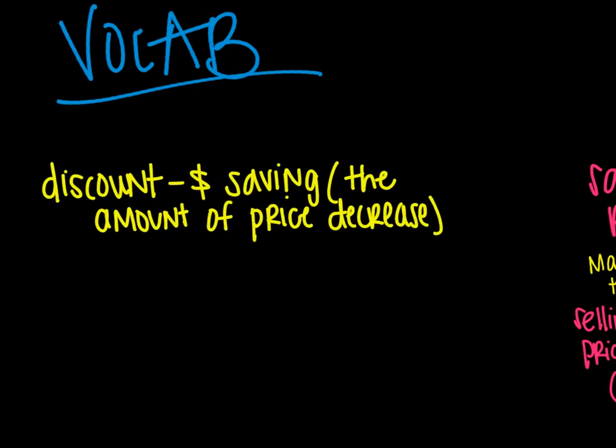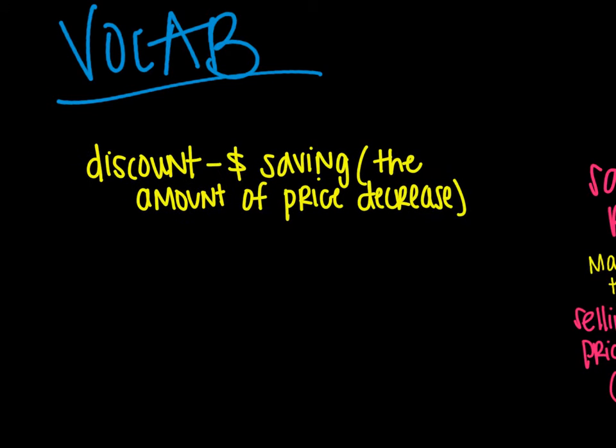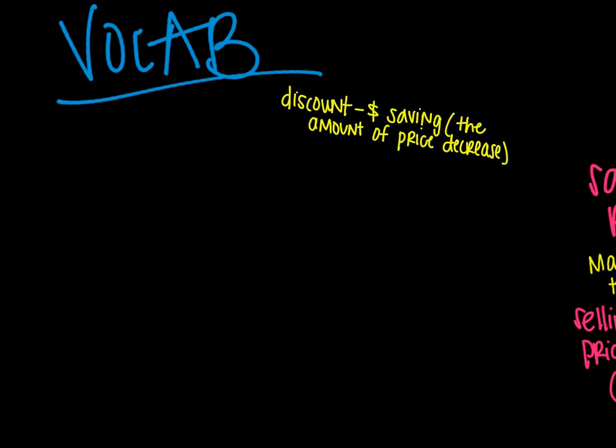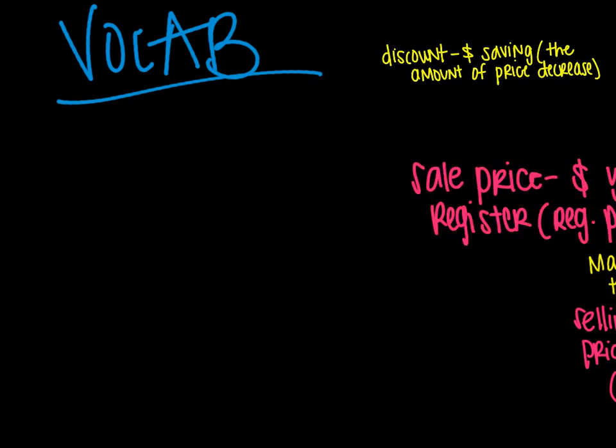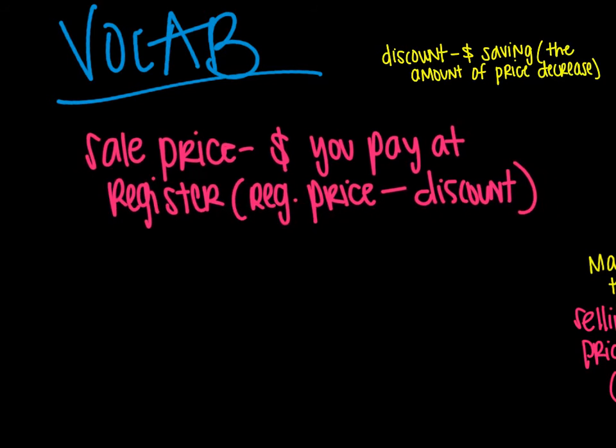So, discount is the money that you're saving, the amount of price decrease, in other words. So that's when you go to the store, you're saving $4, you're saving $3, whatever it is. That's your discount. Sale price then. Everyone loves sales because you're saving money. It's the money you pay at the register after the discount. So you take that regular price tag, whatever it is, and then subtract the discount, and that will give you your sale price.